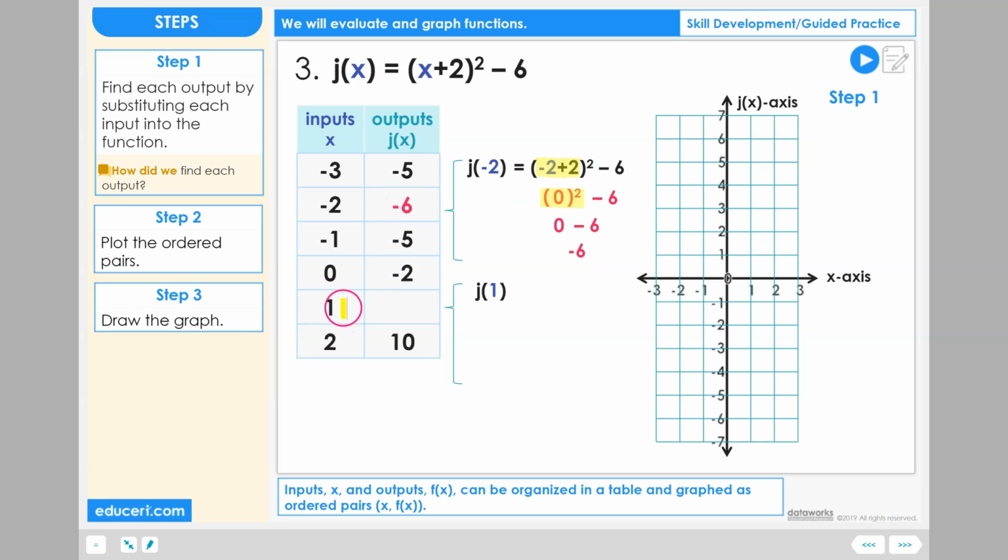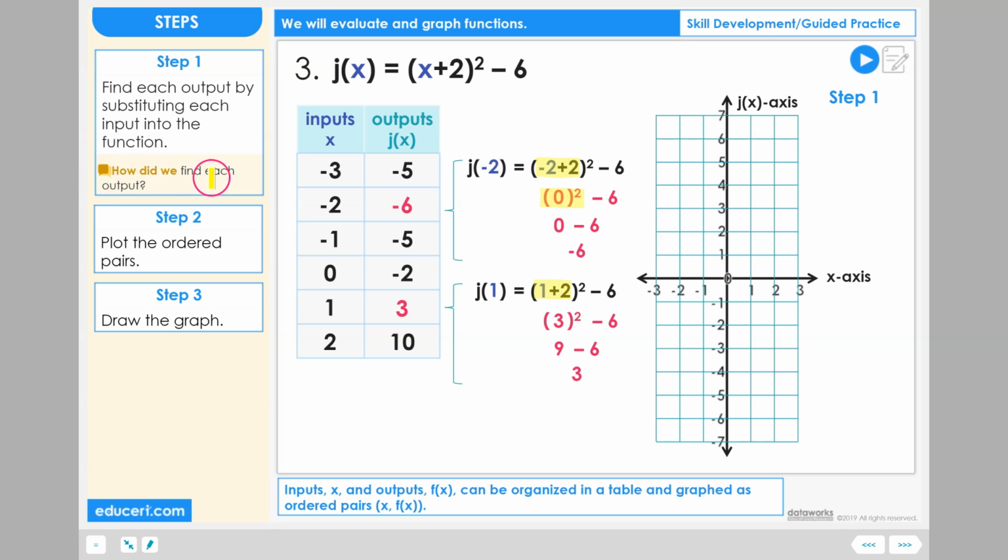For the input +1, the function j equals the expression the quantity 1 plus 2 squared minus 6. 1 plus 2 equals 3. 3 squared equals 9. And 9 minus 6 equals 3. For the input +1, the output is +3.